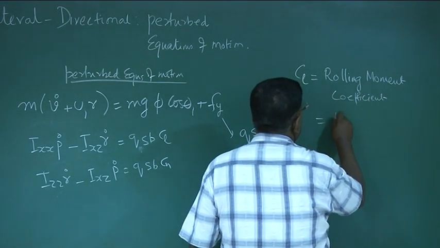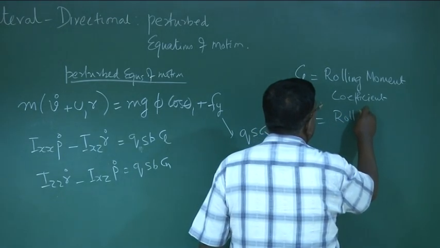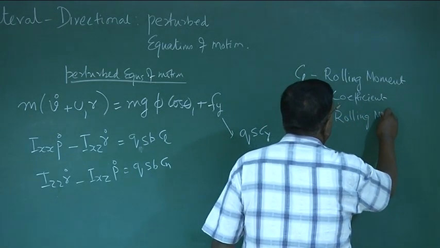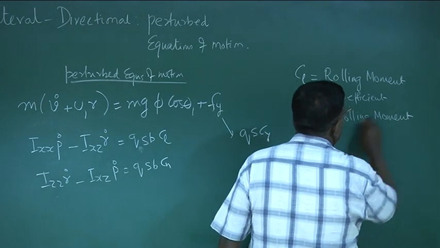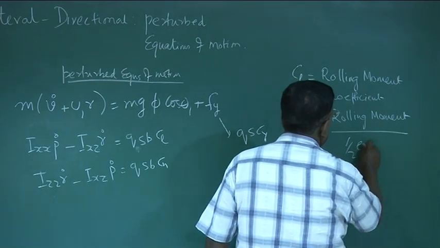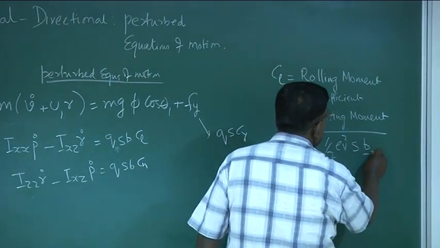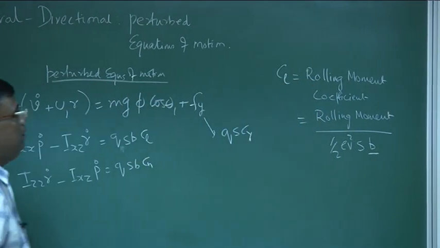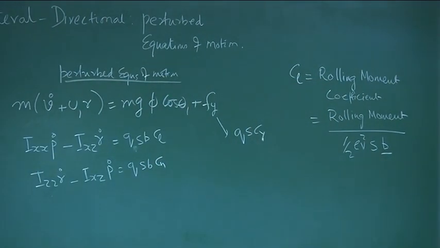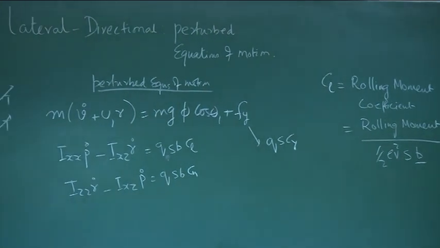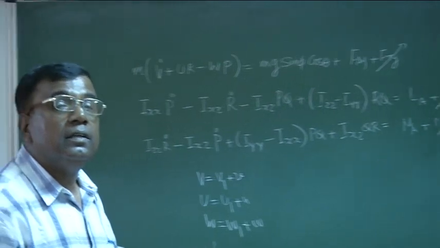It is defined as rolling moment divided by half rho V square S into b. Please note that for the directional and lateral case, the non-dimensional length conventionally used is the span, not the chord like we use in the longitudinal case.